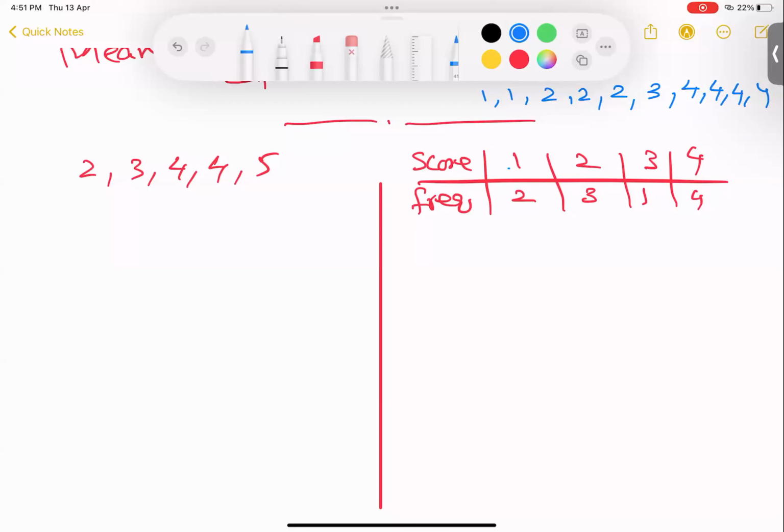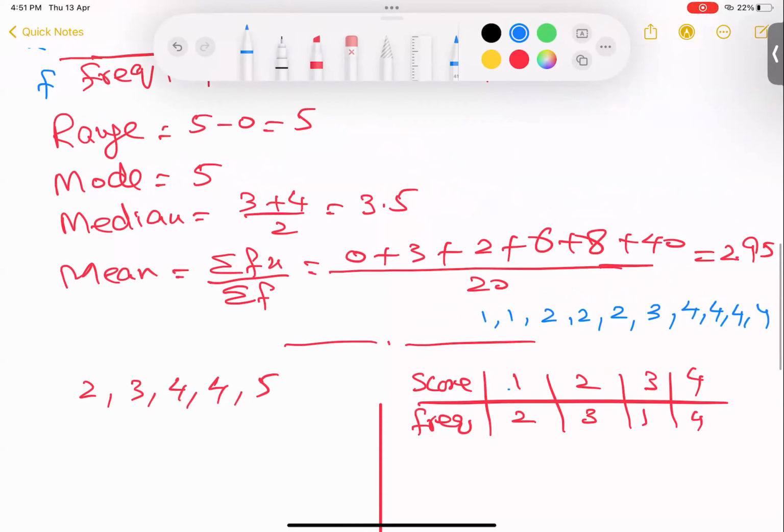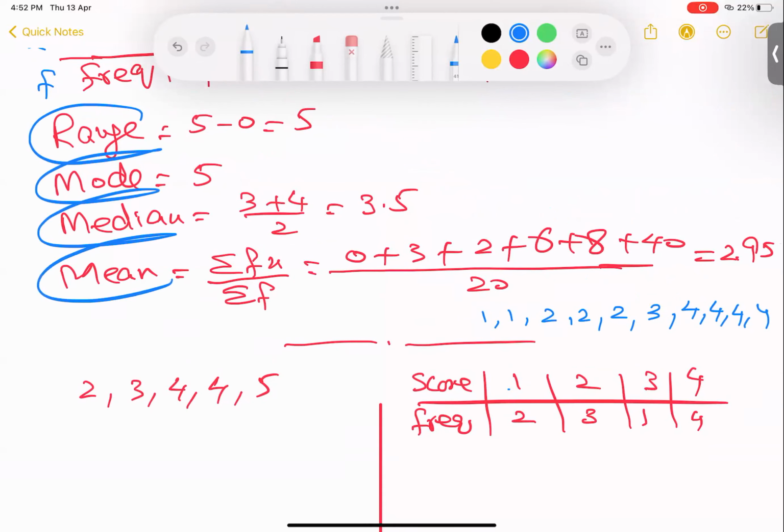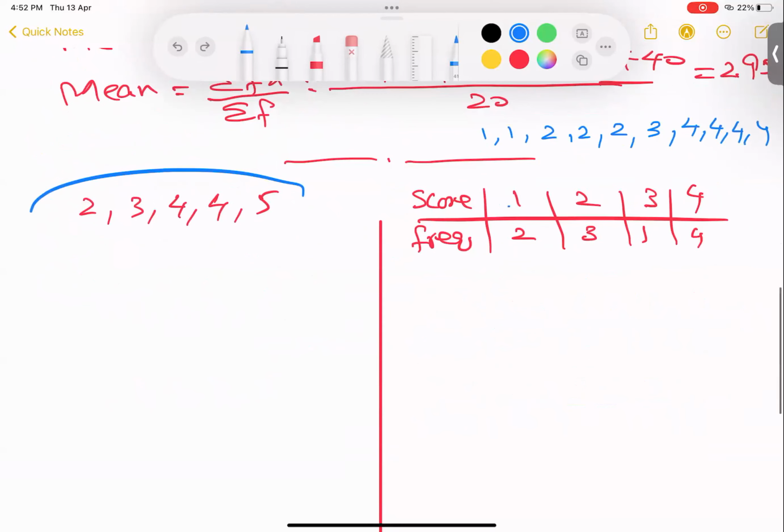Yes, student, I'm doing this question. You took a reasonable time, starting now. Because I said you find four things: range, mode, median, and mean. So what is the range, student, here? Highest value minus lowest value over.